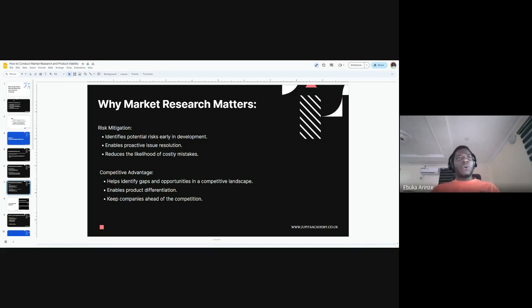It also enables you to have proactive issue resolution. Issues will obviously occur throughout the process of development. So being able to mitigate your risks, you are also able to understand those risks on time and give the right solution to those issues. Because in my experience in product development, no product has gone according to plan, no product has gone smoothly. There are always issues that occur. But by researching ahead of time, you can determine those issues and mitigate them before they come.